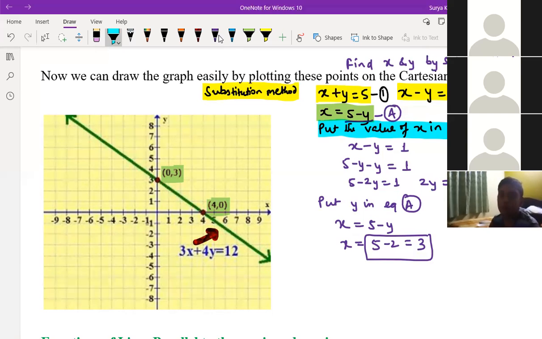Or another method you can do: from the second equation you can write x is equal to y plus 1 and put it in the first equation. Your wish. Understood, Sai Charan? From the second equation you write x is equal to y plus 1 and put it in the first equation. You'll get the same answer.